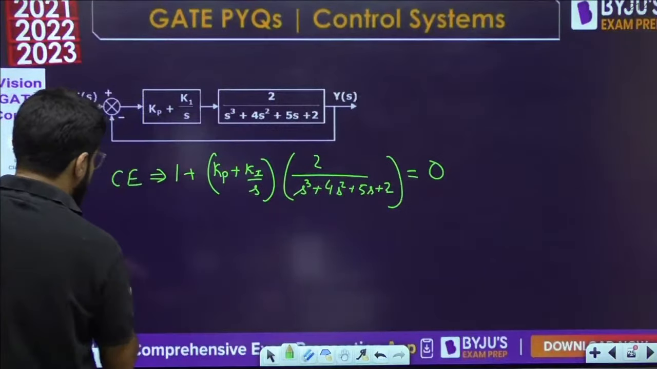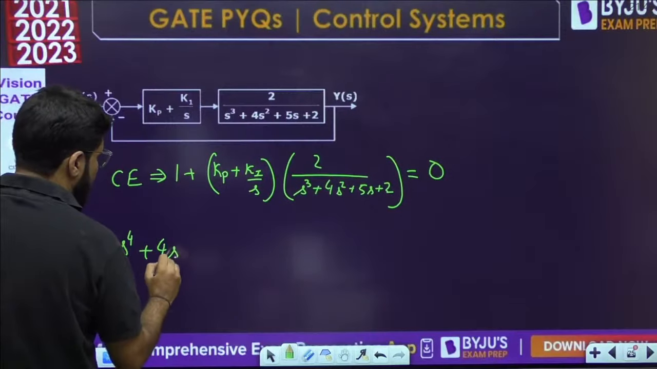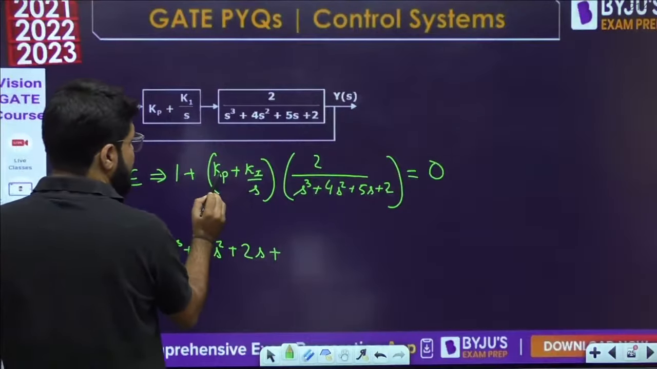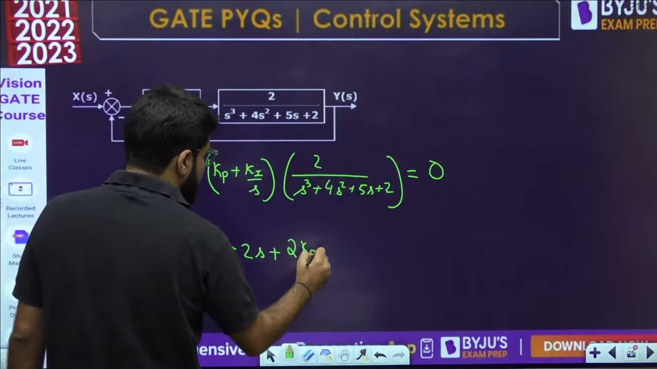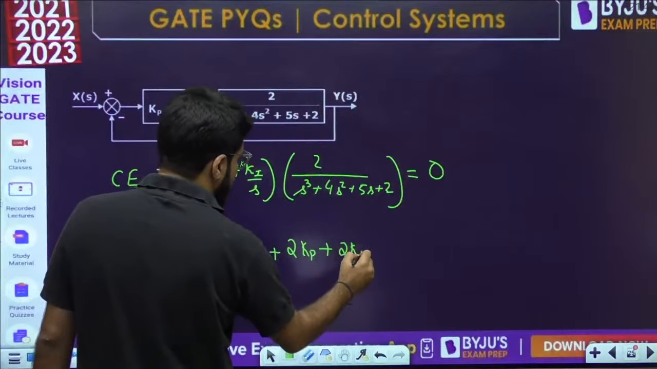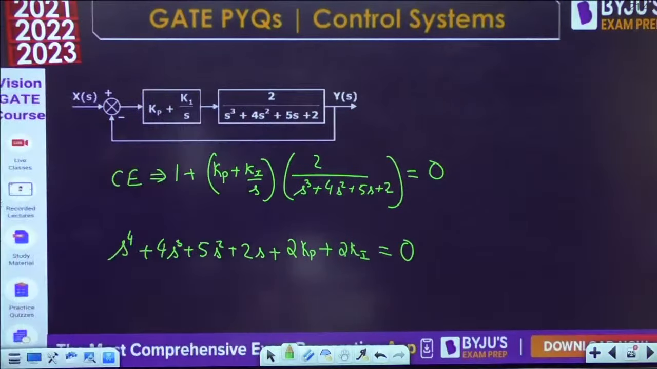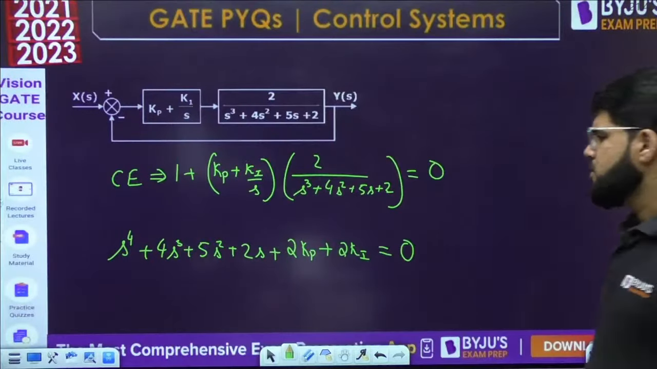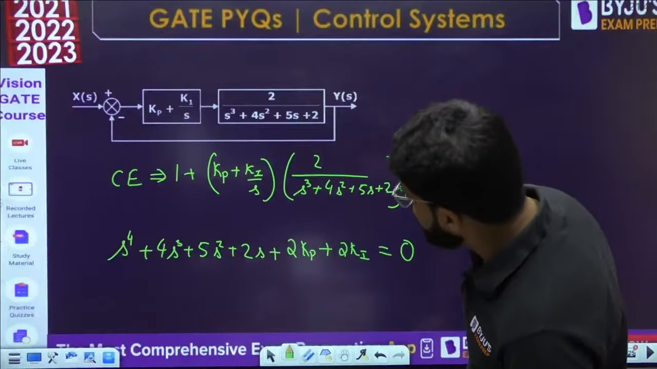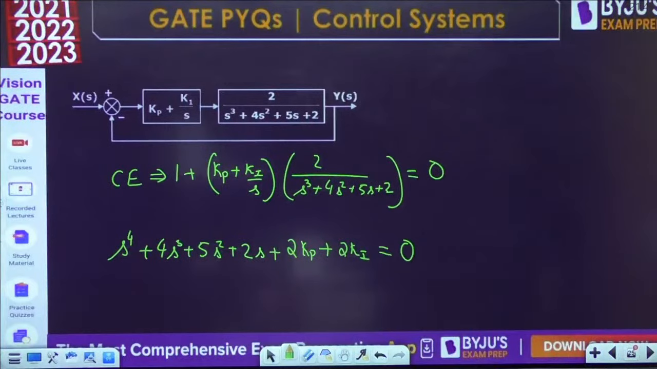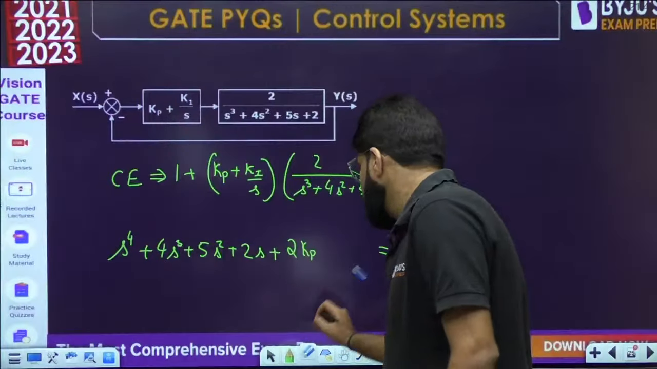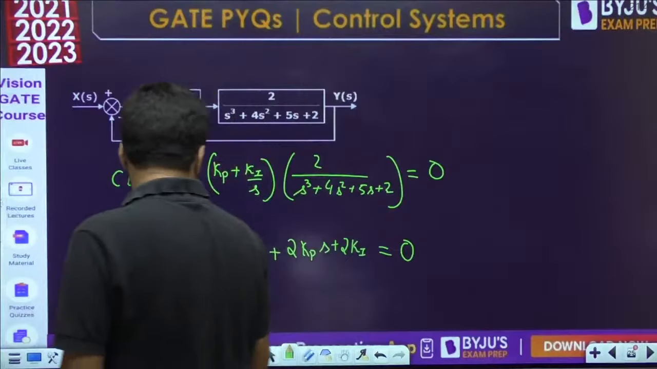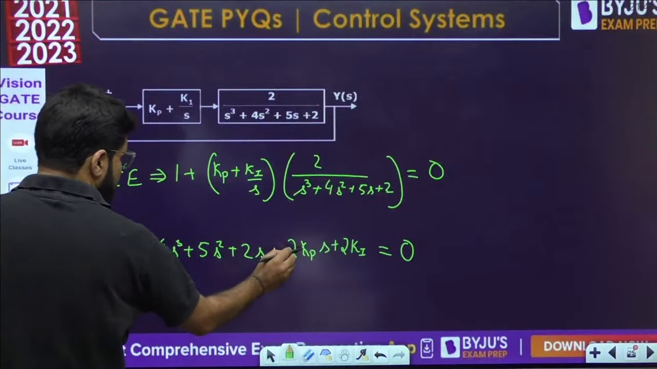Simplifying it, be careful, it will become the s power 4 term. s power 4 plus 4s cube plus 5s square plus 2s, and here s KP into 2 gives 2KP s, plus KI into 2, so plus 2KI, should be equal to 0. Sorry, I missed the s. 2KP s, correct, plus 2KI. If we combine the s terms, this will be (2 plus 2KP) into s.